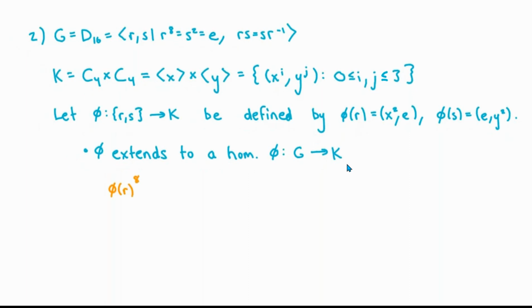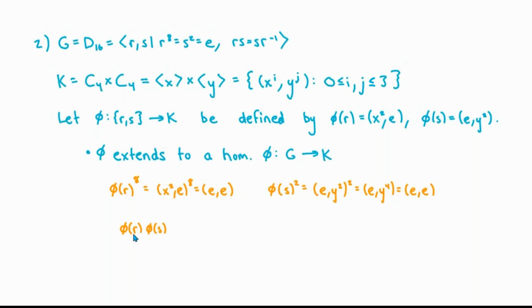So first of all, when I compute phi of R to the 8th power, I get (X squared, identity) to the 8th power. But since (X squared, identity) is an element of order 2 in K, (X squared, identity) to the 8th is the identity element in K. That verifies the first relation that I need to check. Now for the second relation, think about what happens when you square phi of S. Phi of S is (identity, Y squared). And when you square this, you get (identity, Y to the 4th), which is the identity element in K.